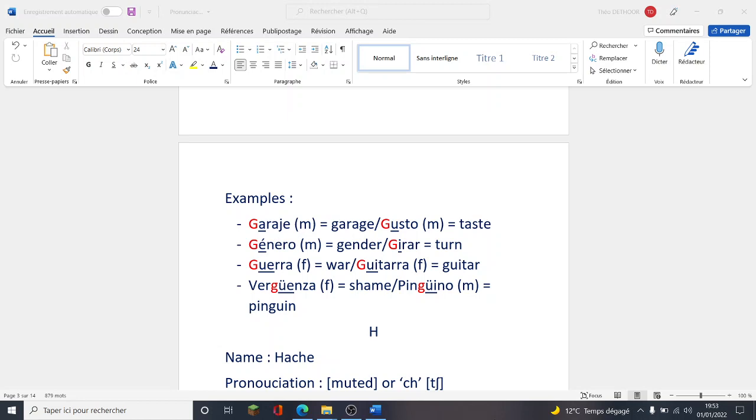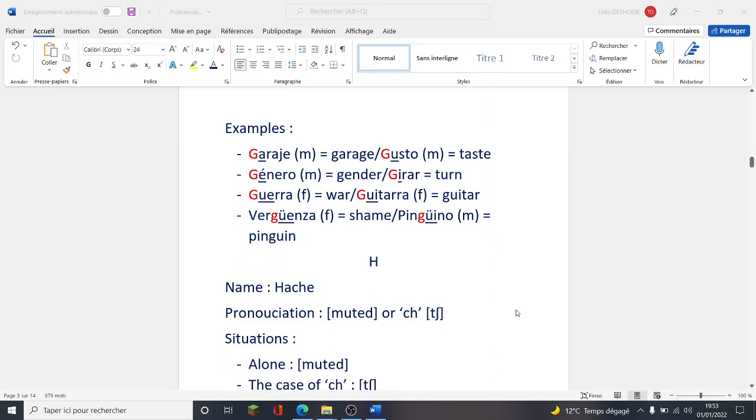And the last line follows the example of U with two points above E or U with two points above I, which is a phenomenon called in Spanish diéresis. The first one is pronounced vergüenza. It's feminine and means shame. And the second one is pingüino. It's masculine and means penguin.